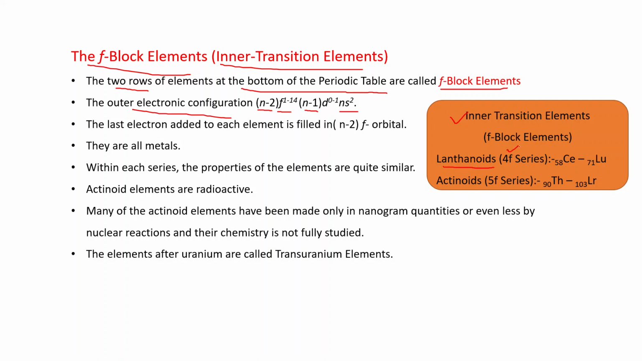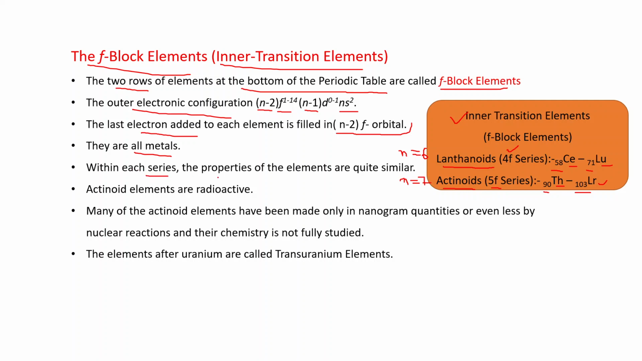Lanthanoids, the 4f series, where the last electron enters the 4f subshell, starting from cerium atomic number 58 up to lutetium atomic number 71. Another series is actinoids, the 5f series, starting from thorium atomic number 90 up to lawrencium atomic number 103. They are all metals, and the last electron added to each element is filled in the (n-2)f orbital. For lanthanoids n is equal to 6, and for actinoids n is equal to 7.